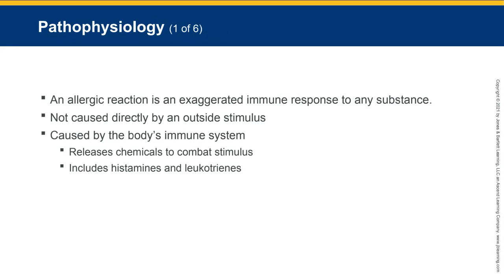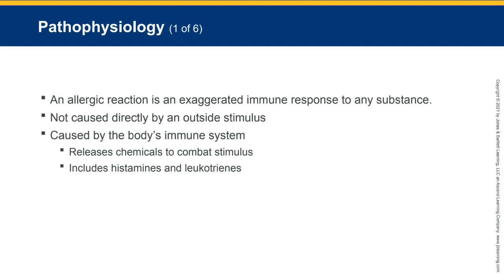Now, pathophysiology. An allergic reaction is an exaggerated immune response to a substance, caused by the body's immune system and the release of chemicals to combat the stimulus, which includes histamines and leukotrienes. We're going to focus more on the histamine. When histamines and leukotrienes are produced at a systemic level, specifically the histamine, it can cause issues with the airway and with circulation.